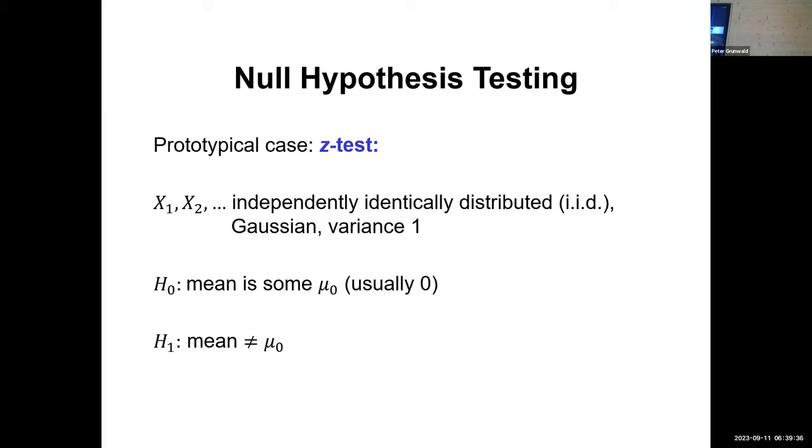What's called the Z-test. So you have random variables X1, X2, etc., and you assume they are normal with a known variance. It's already a bit unrealistic, but let's say known, just variance 1. And then your null hypothesis would be that the mean is some mu 0. Usually that's just 0. And the alternative would be that the mean is not equal to 0. And then you get some data, some outcomes, and you want to test the null hypothesis.